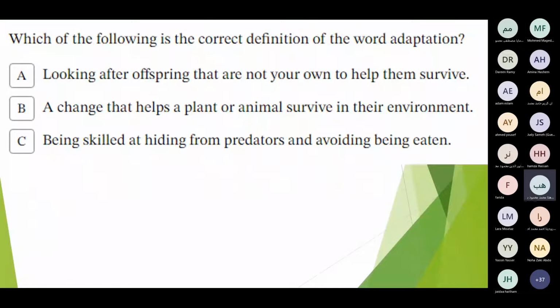Okay. So what do you think is the most correct or the most suitable definition for the word adaptation? What do you think, Hannah? Think loudly, Hannah. Do you know the word offspring? Babies, okay? So looking after babies that are not your own, not my babies, not my offspring, and to help them survive. Is this what is meant by adaptation? No. Of course not.